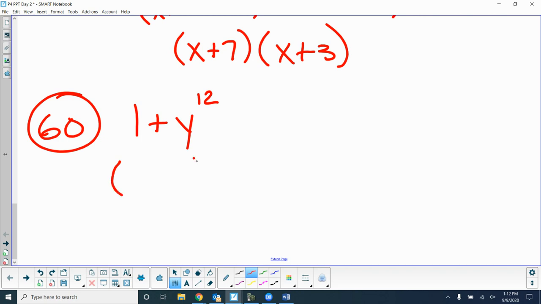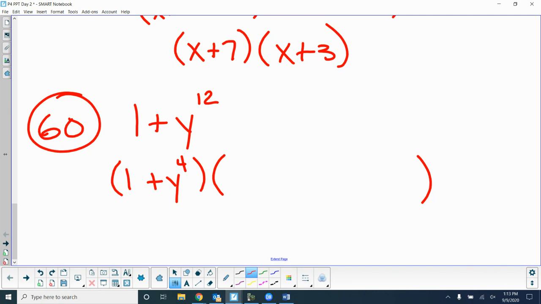So we have a binomial answer and a trinomial. And we just take cube roots. The cube root of 1 is 1. You use whatever signs there goes to here, they match. And the cube root of y to the 12 is y to the 4th. You just divide whatever that exponent is by 3 when you take the cube root.